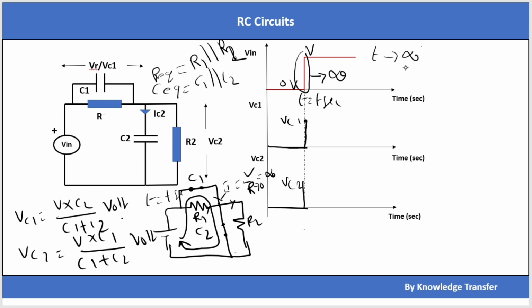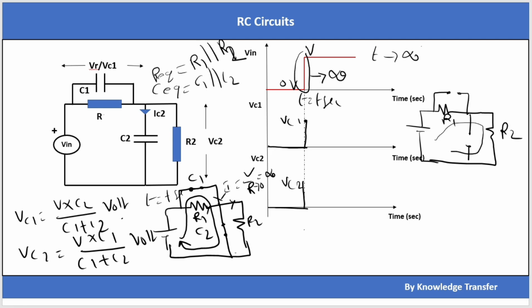At t is equal to infinity, because the input supply has only DC components, capacitors will act as an open circuit. If I redraw the equivalent circuit, it will look like this. This is a voltage source and the capacitors act as an open circuit. There are still R1 and R2, so the current will flow through the voltage source, R1 and R2. No current will flow through the capacitors.